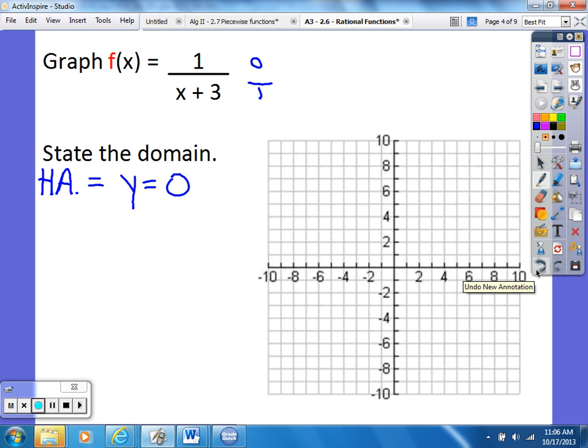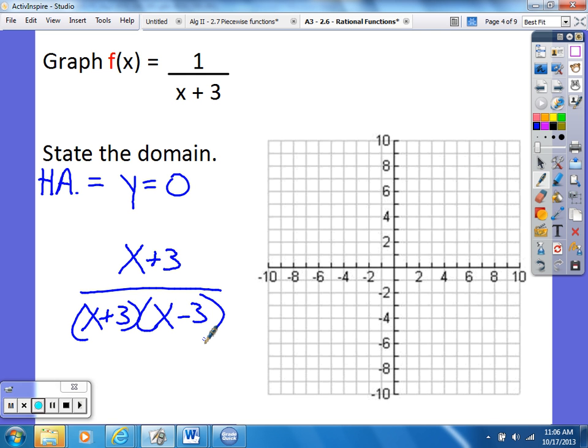Well, can you factor any of that? No. So the next thing you do is you look for holes. In order for a graph to have holes, that means a factor in the top has to be the same as a factor in the bottom. So let me give you an example that has holes just so you can see it. X plus 3 over x plus 3, x minus 3. See how x plus 3 is on top and bottom? Then that would have a hole at x equals negative 3. If I set that equal to 0, there'd be a hole right there, right? Okay, so that's how you know you have a hole.